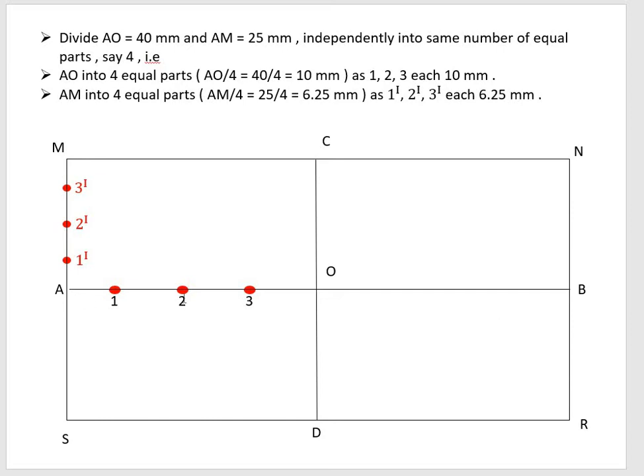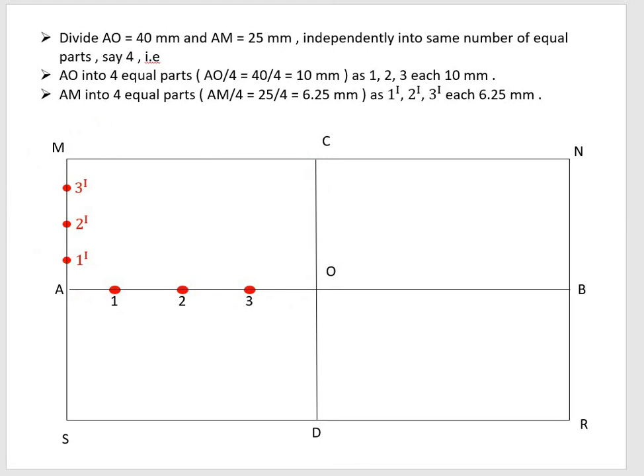Half of AB will be AO, and AO will be 40. Similarly, CD is 50, so CO will be 25. If CO is 25, that means AM will also be 25. Now, let us come to only this part of the rectangle. We'll just analyze this part.